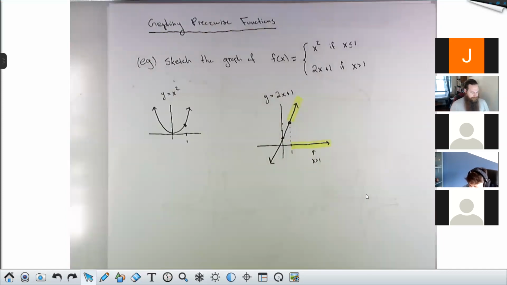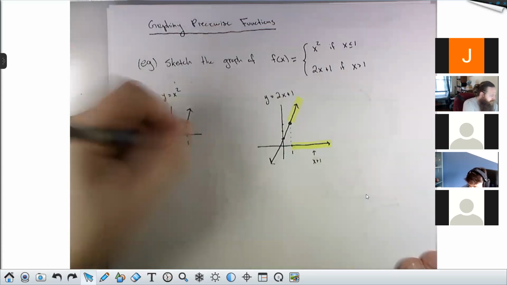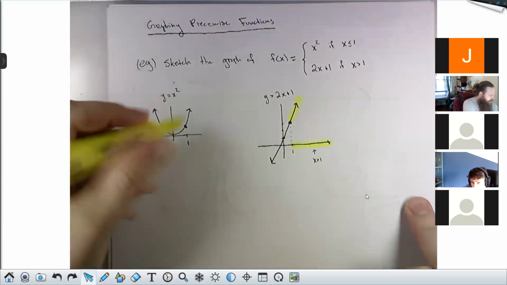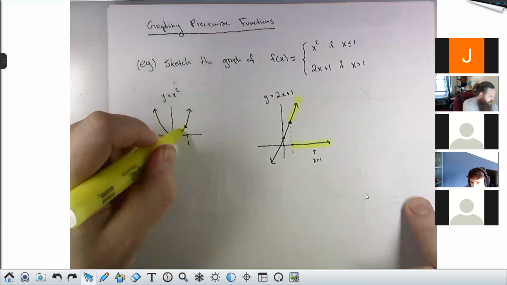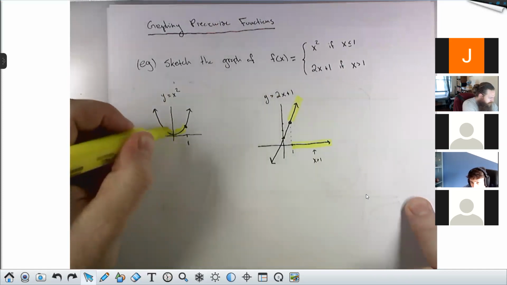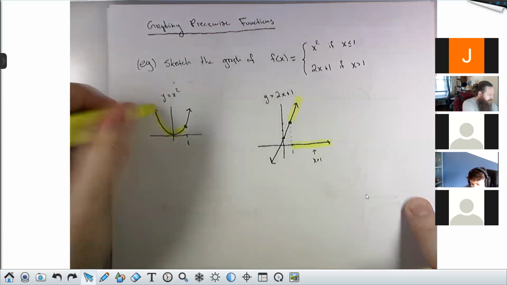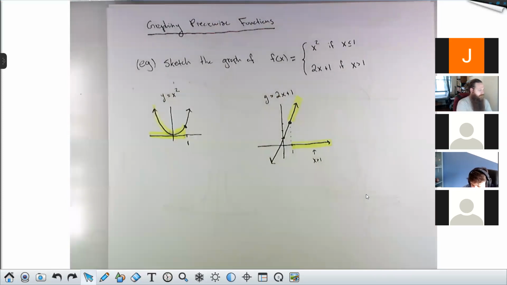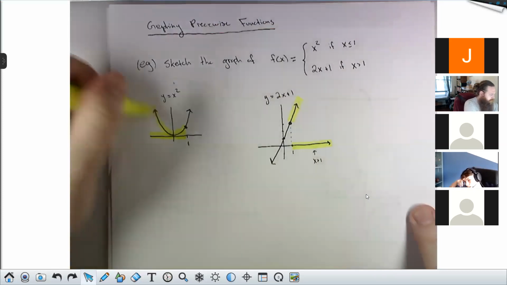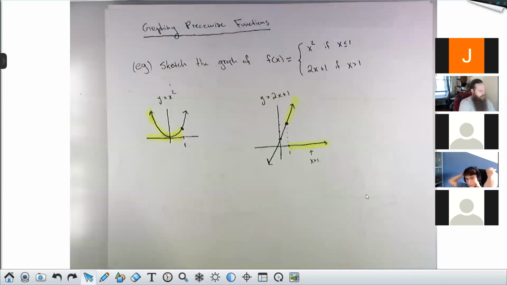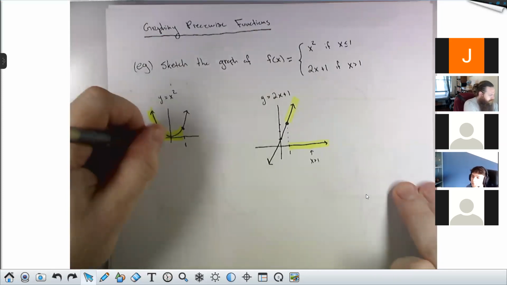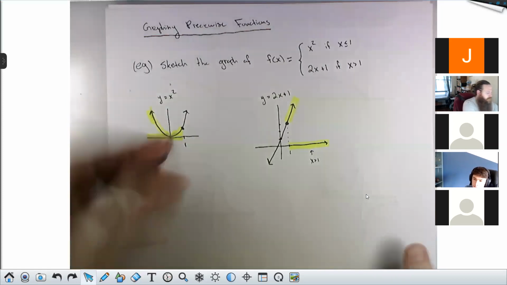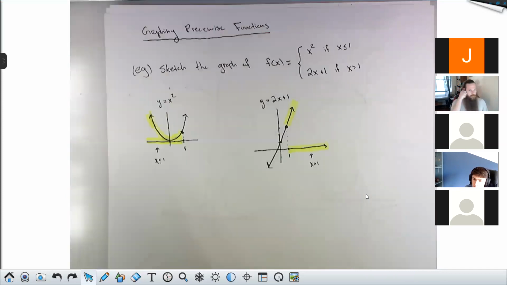And similarly, when I look at my x squared graph, I only want to retain the portion of the graph associated with x's which are less than or equal to 1, which is this part of the graph, because those x's are the x's that are to the left of 1. So these are the x's which are less than or equal to 1. And so the portion of the graph I'm going to hold on to here is the portion associated with those x values.